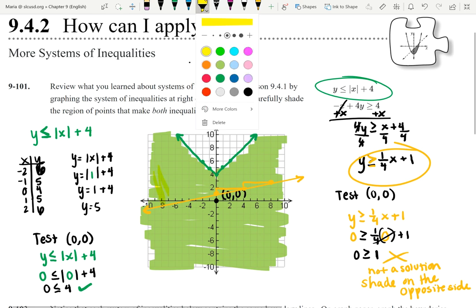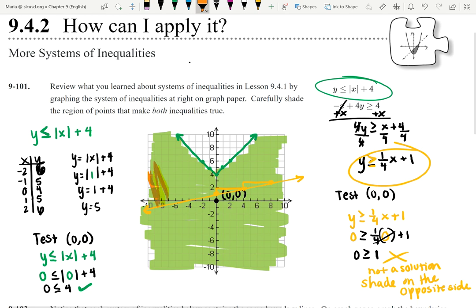Let me pick a different color. Okay, everything above the line. And so there you have it. Our solution region is where we have that overlap. So not the green, not the orange, this brown color that we got from the overlap. This is our solution region.